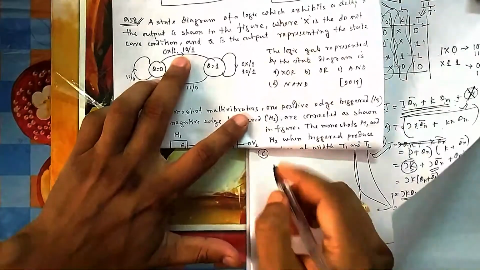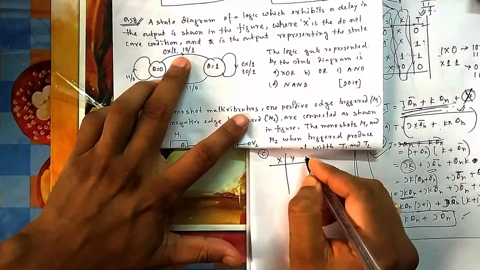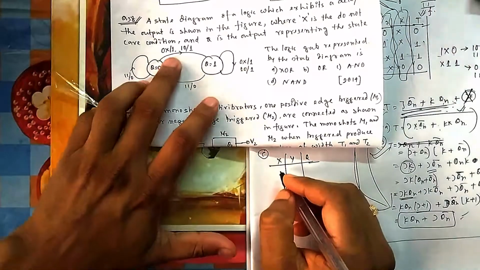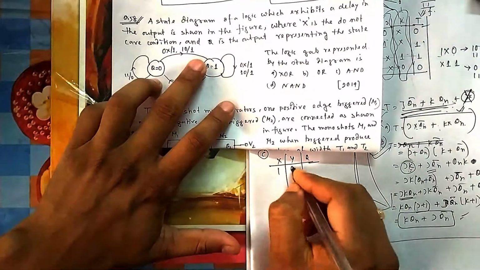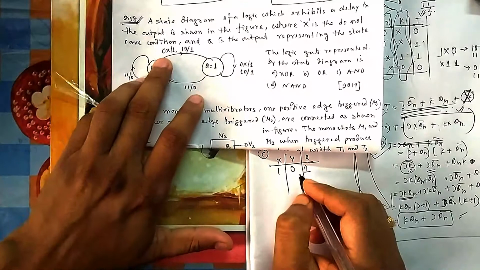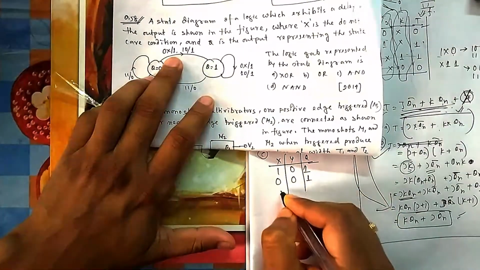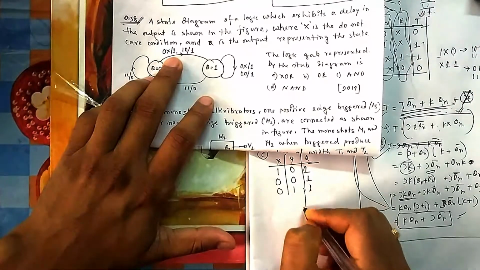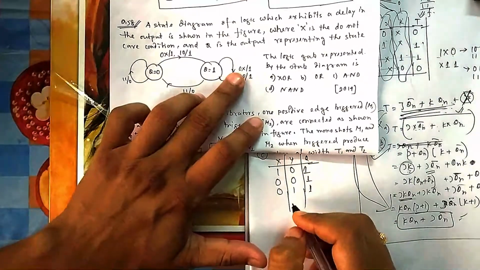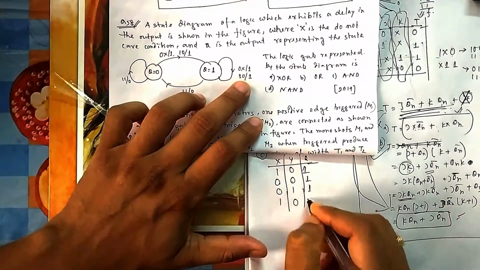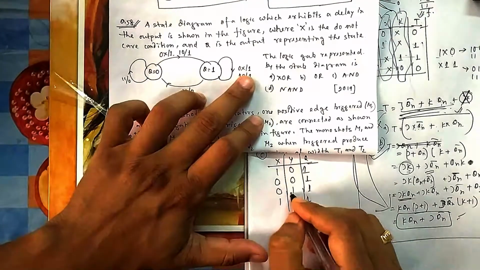If it is 1 0, suppose X and Y are the input and this is my Q. So what is the first meaning? 1 0, then it is going to 1. If it is 0 cross, then also it will go to 1. 0 cross means 0 0, it will also be 1, and 0 1 it will also be 1.